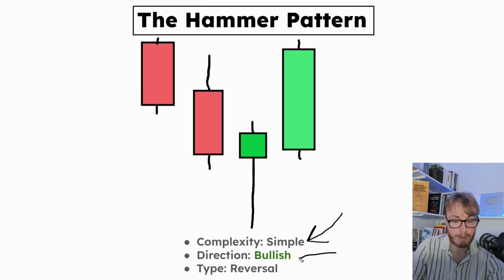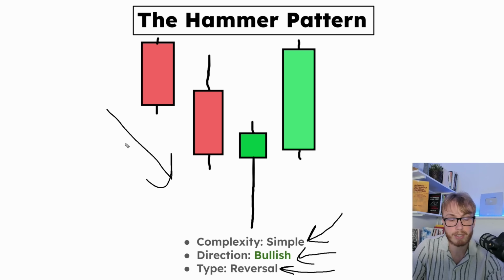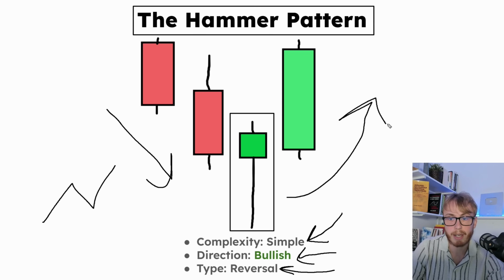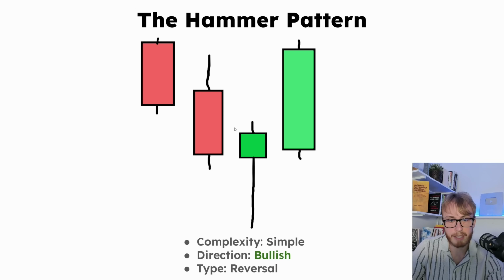The direction here is bullish, and the type here is once again a reversal. So before the pattern, we need to see a move towards the downside. Once again, this can either be a pullback or it can be a larger impulsive move. Then this right here is the actual pattern, and the goal of the pattern is to reverse the price to the upside.